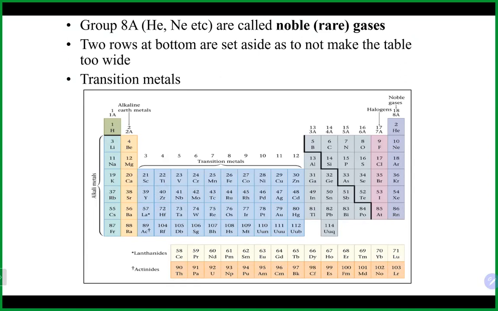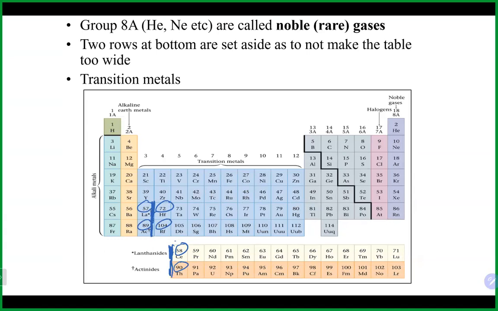The 2 rows on the bottom of the periodic table are set aside so as not to make the periodic table too wide. And that's because if you look at the atomic number, you've got like 57 and 72. The missing number is right about there. So that row actually goes right about there on the periodic table. And if you follow the numbers here, 89, 104, the missing number is 90. So those 2 rows on the bottom actually go in that spot.